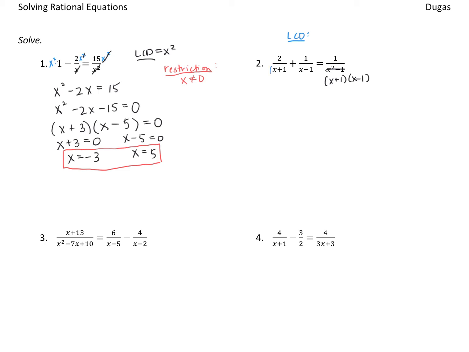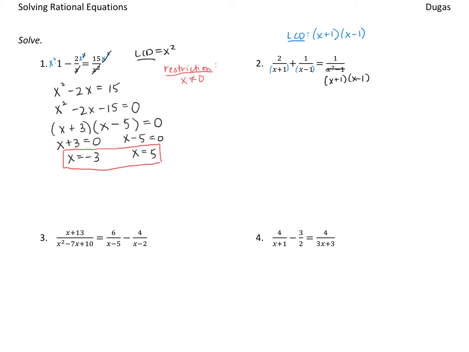So the first denominator is x plus 1. Since that's the first denominator I see, I have to include it. The next denominator's factor is x minus 1. Well, x minus 1 is different than x plus 1, so I have to include x minus 1. If I look in the third denominator, I see a factor of x minus 1. Well, that's already been included, so I'm not going to write it again. I also see a factor of x minus 1. That's already been written down in my LCD, so I'm not going to include it again. So I've included all the different factors, so my LCD is x plus 1 times x minus 1.